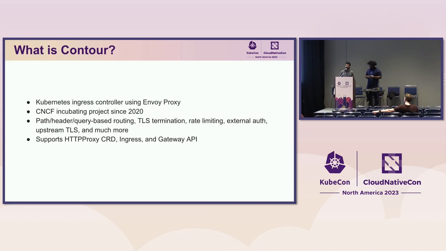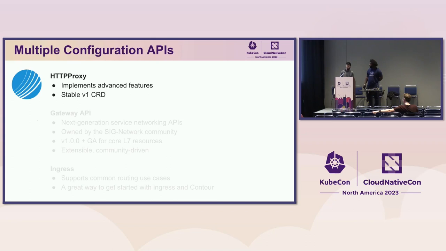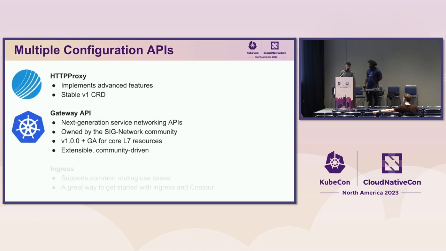And earlier I alluded to Contr reading resources from a Kubernetes cluster to allow you to configure your routing and ingress. So Contr supports multiple configuration APIs. So our own CRD, HTTP proxy, and we support Gateway API, as Nigel mentioned. Gateway API is the next generation of Kubernetes service networking APIs. We're fully conformant with all the core Gateway API features and many of the extended features.